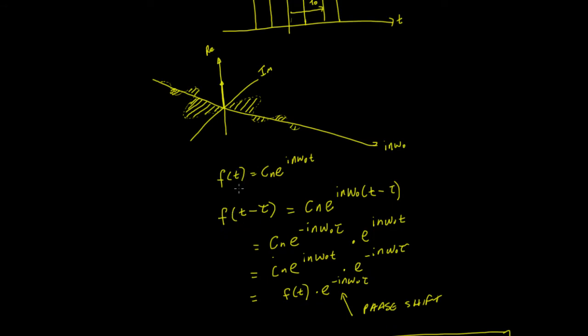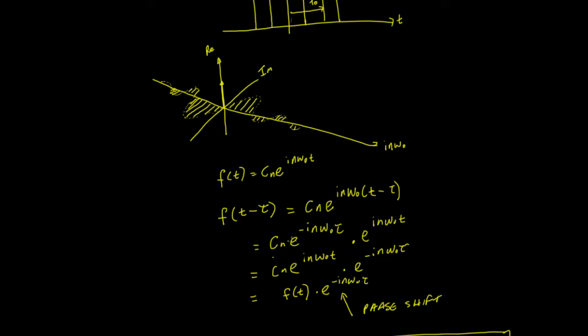If we had some function of time, and we'll make it one value for the phasors, it's some Cn e to the in omega naught t. Then if we were to rewrite this as a delayed version, f of t minus some delay tau, then by simple math it would be Cn e to the in omega naught, and it would be t minus tau instead of the t. When you multiply those out, it would be Cn e to the minus in omega naught tau times e to the in omega naught t.